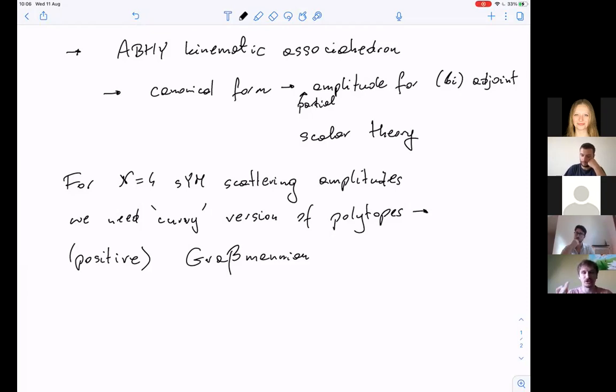And I will just give you some properties which will be relevant later for the amplitude, but I'll mostly focus on that. And one important statement about the positive Grassmannian, which I will define in a second, is that the positive Grassmannian is a positive geometry.